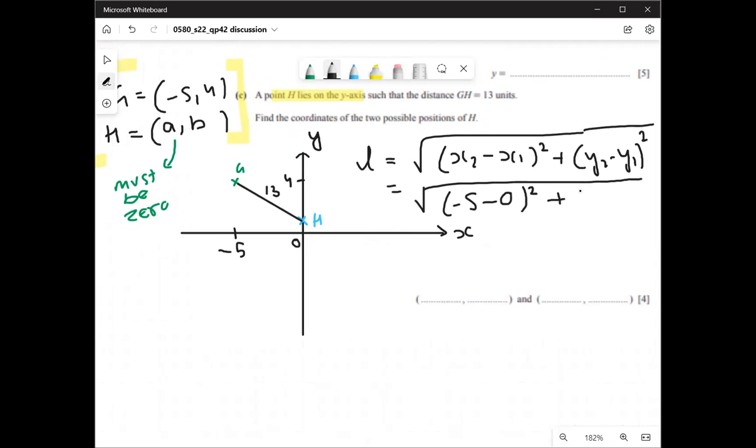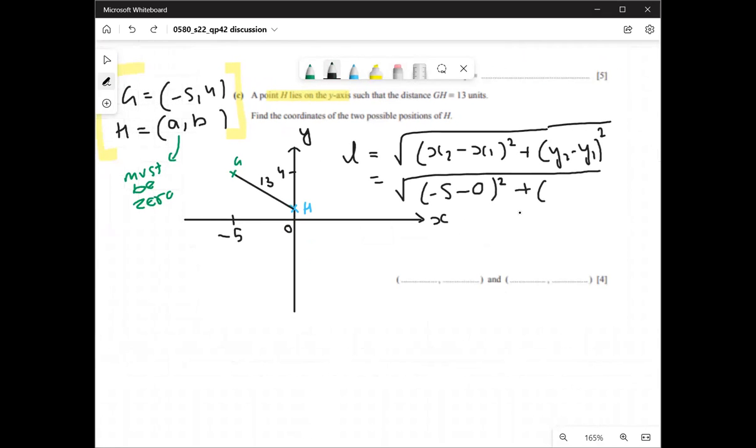Whole square plus, what is y2? What is the y value of G? Manvi, tell me. It's 4. 4 minus, and what is the y value of H? Unknown. We're just saying B. A or B, right? We're giving some letter to it. X is A, Y is B.